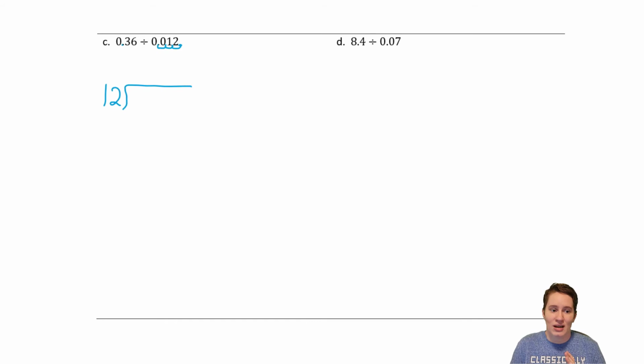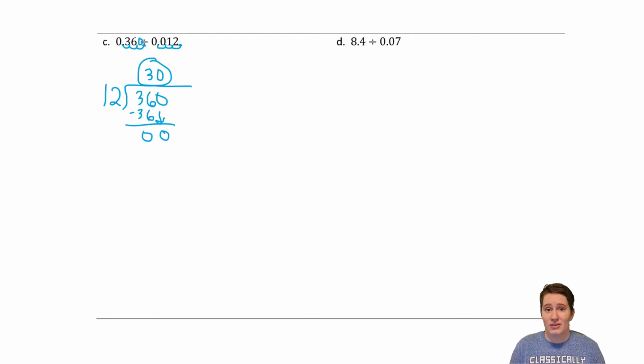But 0.36 only has 2 decimal places, so that third spot is going to need to have a 0 added to it. So the answer to this question, how many times does 0.012 go into 0.36, is the same as the question, how many times does 12 go into 360? So let's see, 12 goes into 36 3 times, and then doesn't go into 0, so we put a 0 up there. So the answer here is 30.